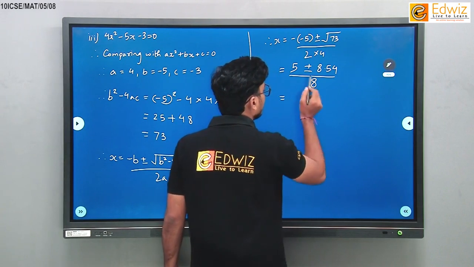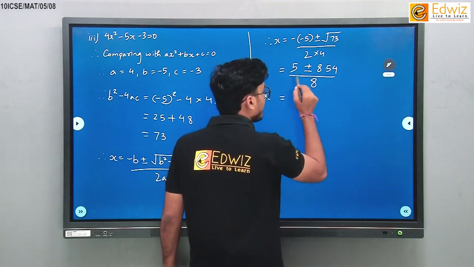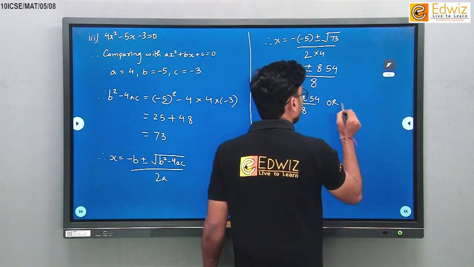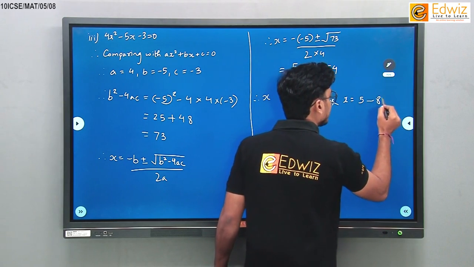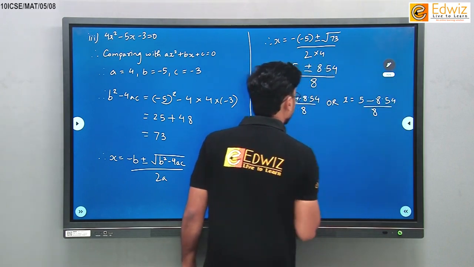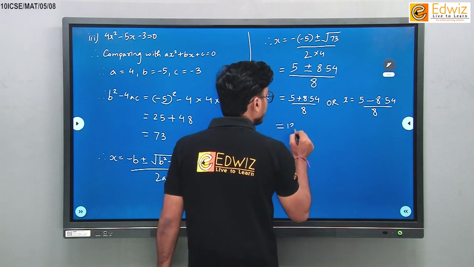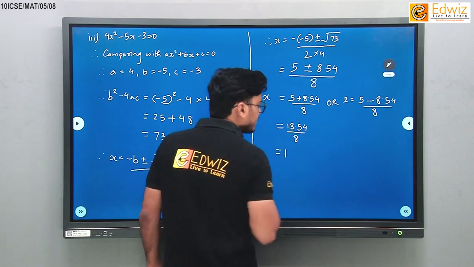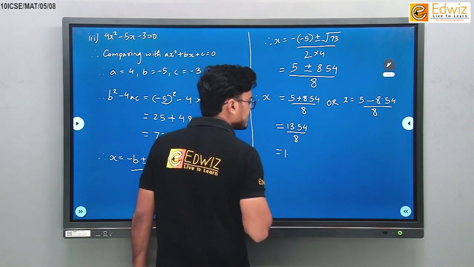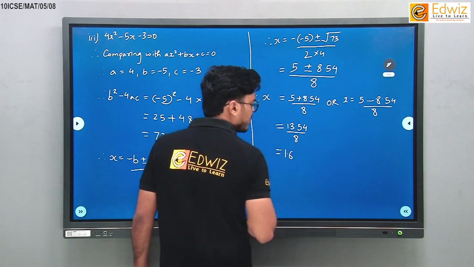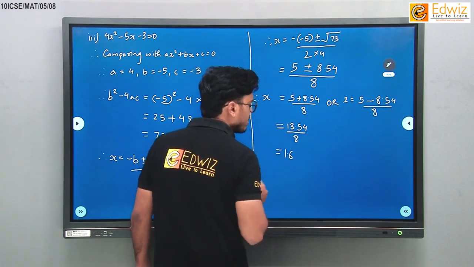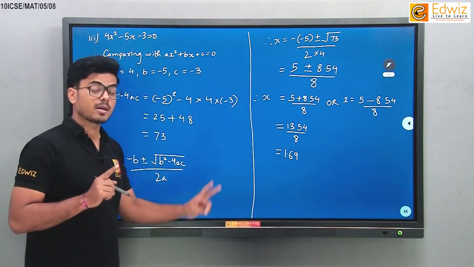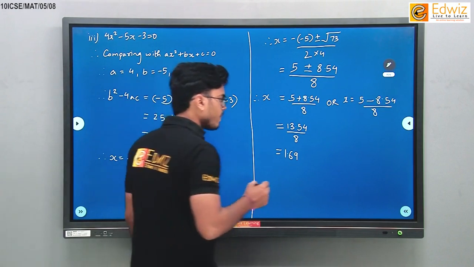So x will be equal to 5 plus 8.54 divided by 8, or x is equal to 5 minus 8.54 divided by 8. If it is addition, it is 13.54 divided by 8, which is equal to 8 ones are 8. Then we have 55, so decimal point, 8 6s are 48. Then we have 74. So 8 9s are 72. 1.69 is one value, correct to 2 decimal places.